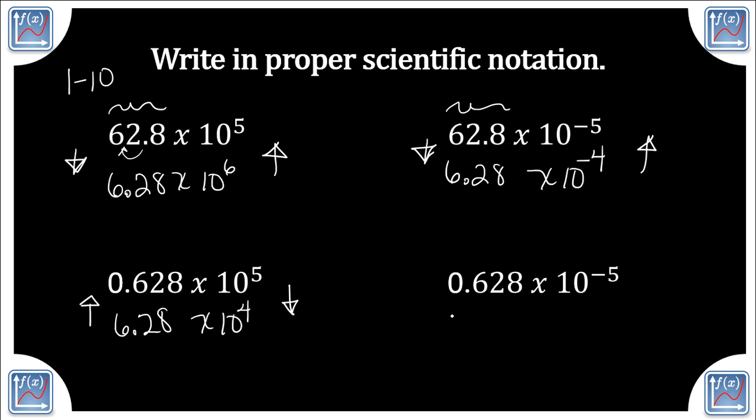Our last example, we're going to move the decimal, so our coefficient is between 1 and 10. So again, we increased the coefficient, so we are going to decrease the exponent by 1. So to decrease -5 by 1 to go down, our exponent is going to be -6. So be careful when working with negatives.